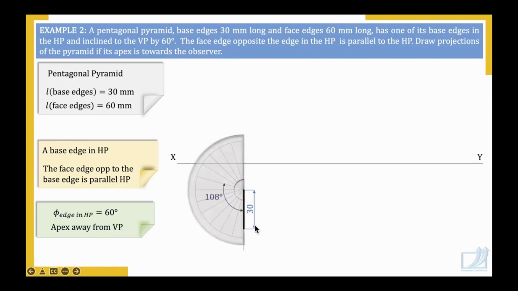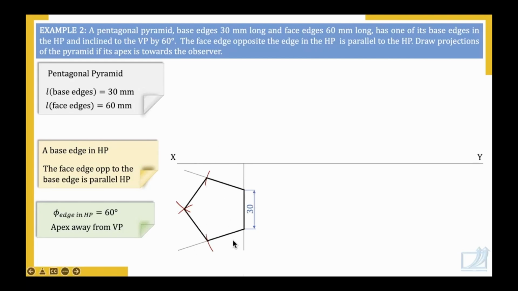Then at the two ends, measure 108 degrees. In this manner. Then take distance 30 millimeter in compass, which you have already measured here. So take this distance in compass and complete the pentagon. So this is how we have completed the pentagon. No problem at all. You have practice of drawing pentagons. So it will not take much time. So drawing pentagon is not a problem now.